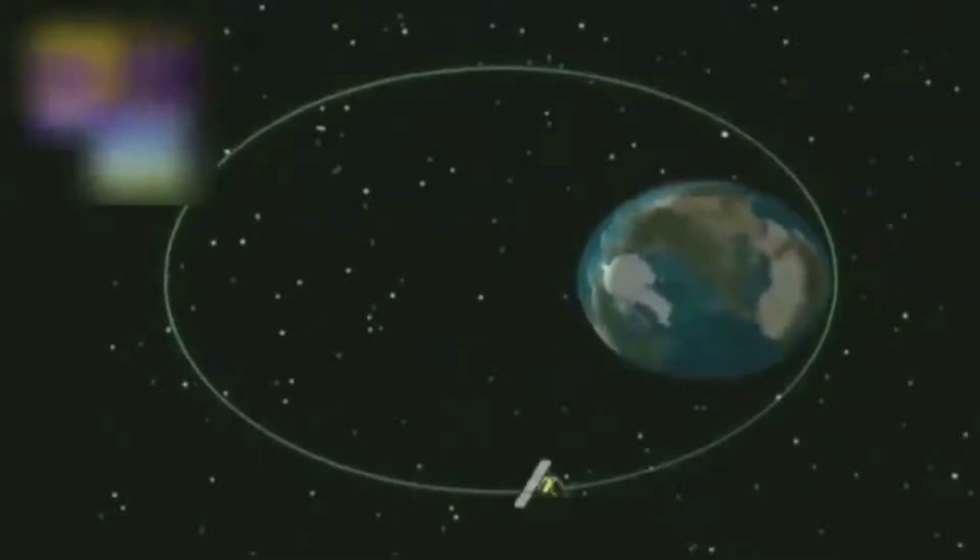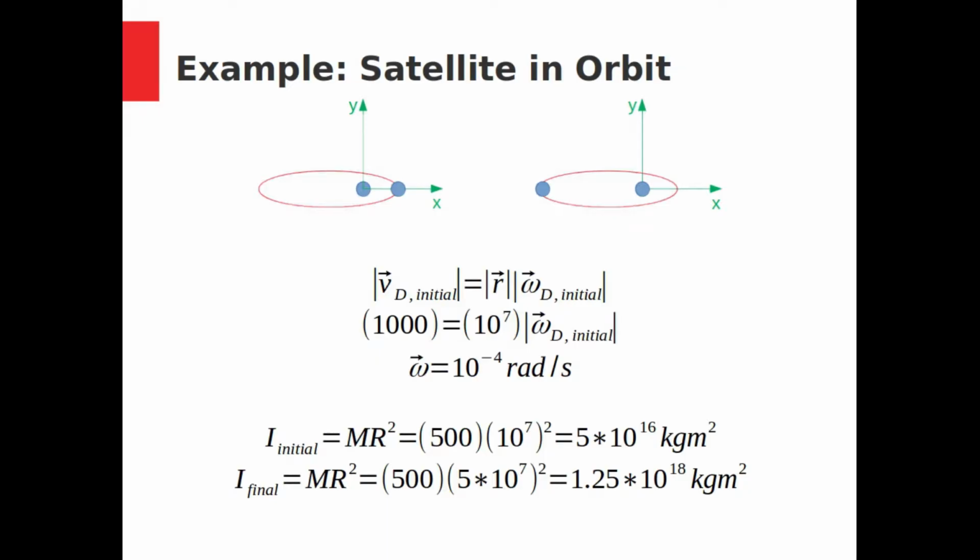Here, we see a 500 kilogram spacecraft in an elliptical orbit around the Earth. At its closest approach, it moves at a speed of 1,000 meters per second. If its closest point is 10^7 meters from the center of the Earth, and the furthest point is 5 times 10^7 meters from the center of the Earth, what is its angular velocity at the furthest point?